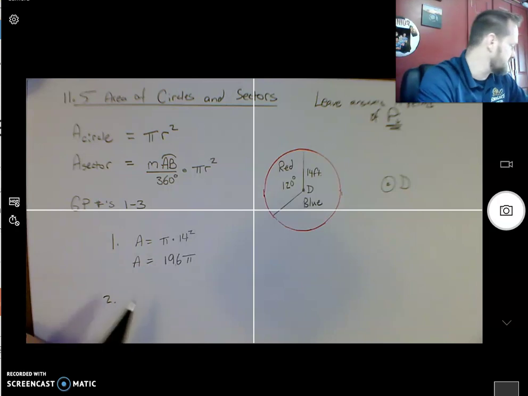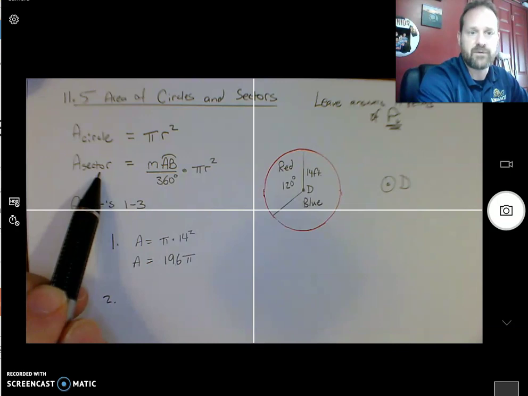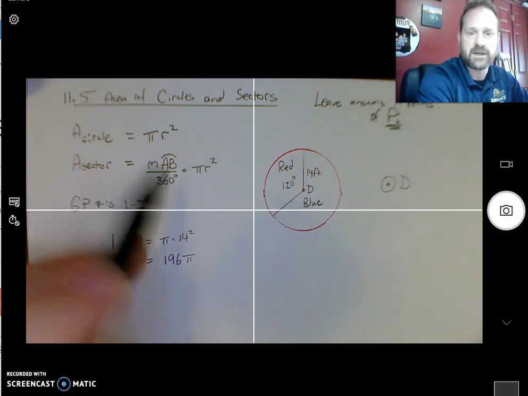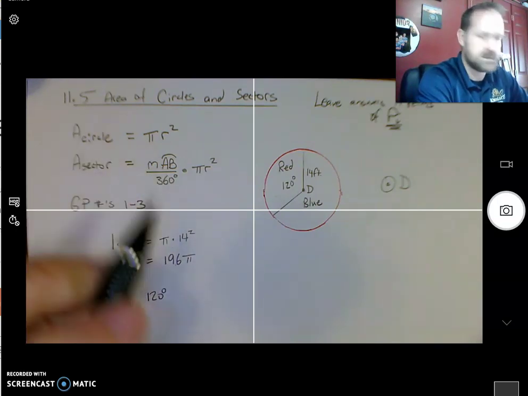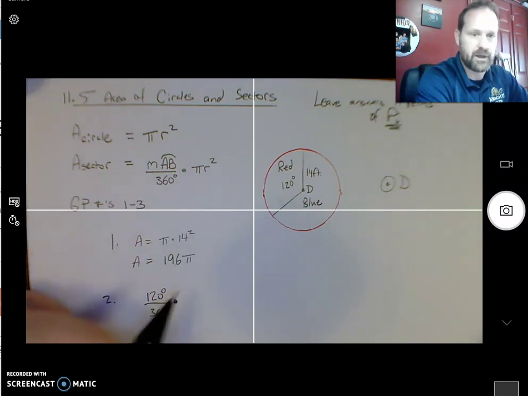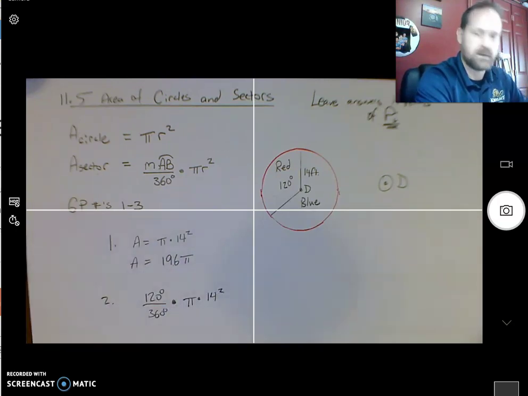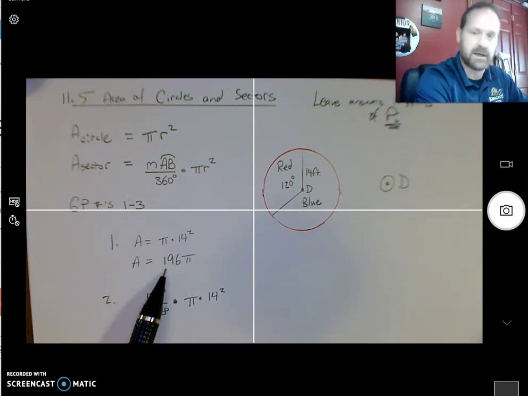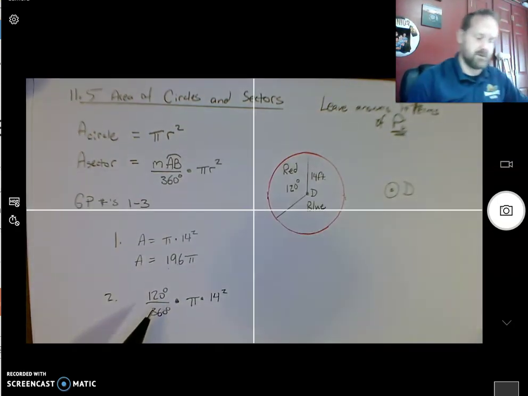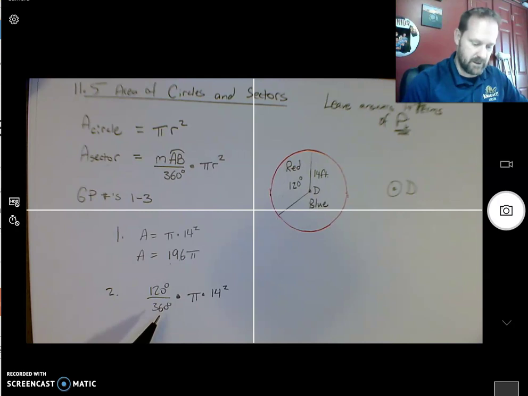Okay, second one, it says find the area of the red sector. So I have my formula. It says measurement of the sector, so that's 120 degrees divided by 360, multiplied by pi times 14 squared. We already know that's 196 pi, so 120 divided by 360 is 1/3. And then we multiply 196 times that.